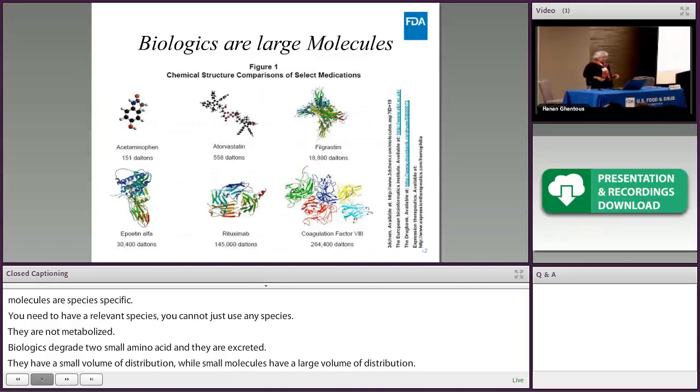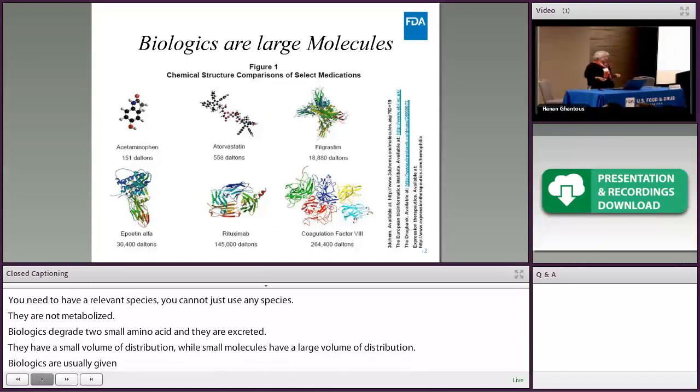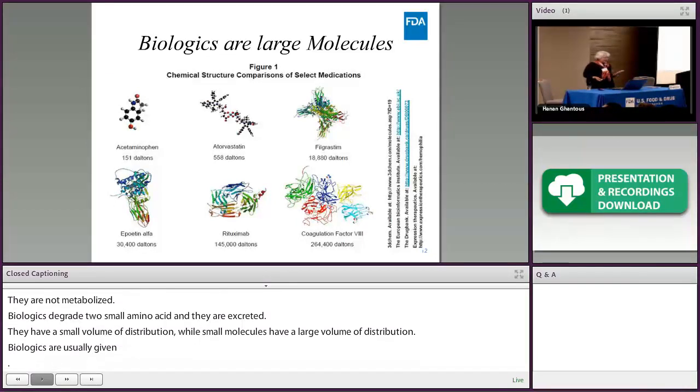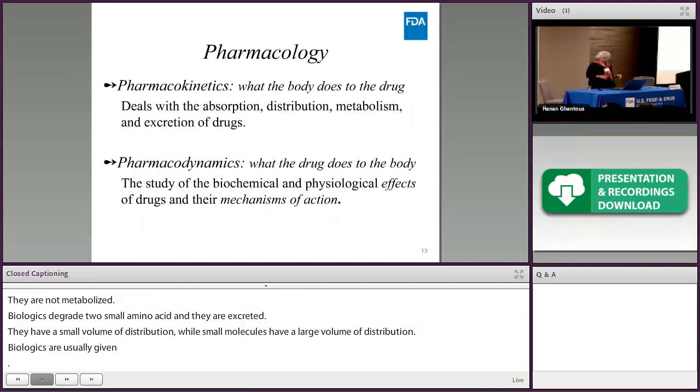Here's some example of the size, the comparison of size between some small molecules like acetaminophen compared to the coagulation factor. You could see how big they are.